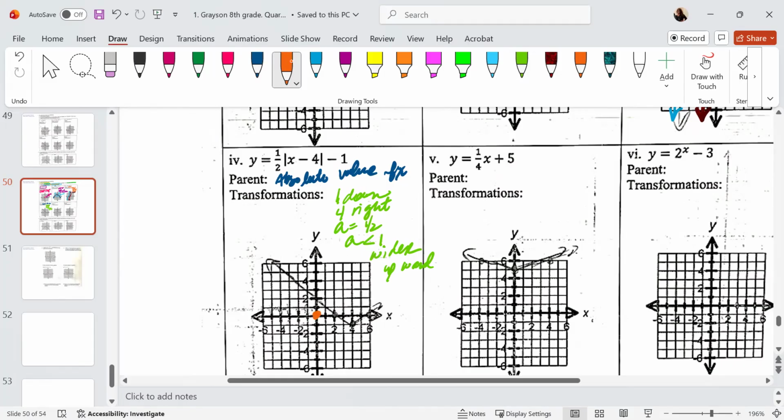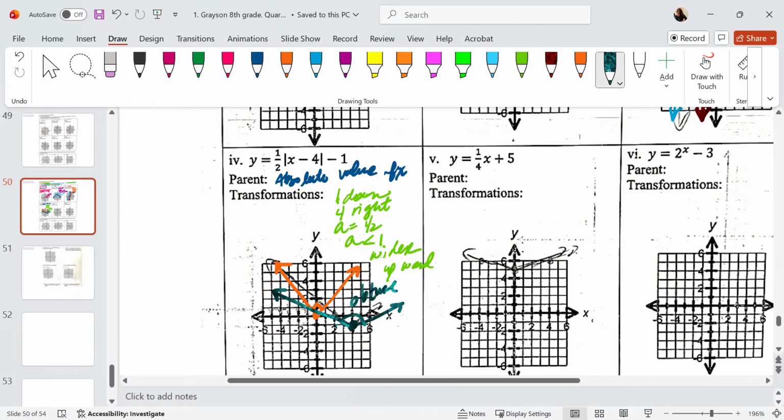Your parent function is going to be right here. And remember, the slope of the parent function is going to be 1 and -1. Do you see that? And it has to have a perfect right angle. Do you see that? So then yours is going to be 1 down, 4 to the right, 1, 2, 3, 4, and it's going to be wider. Does that make sense? So this should be an obtuse.